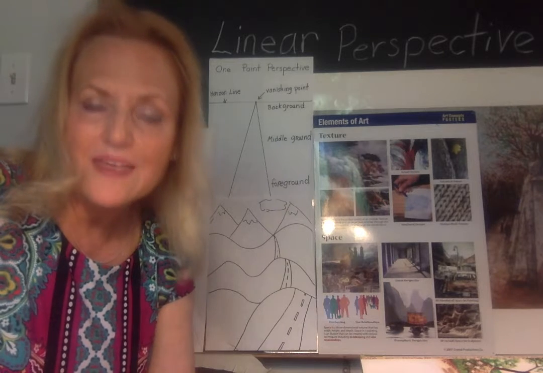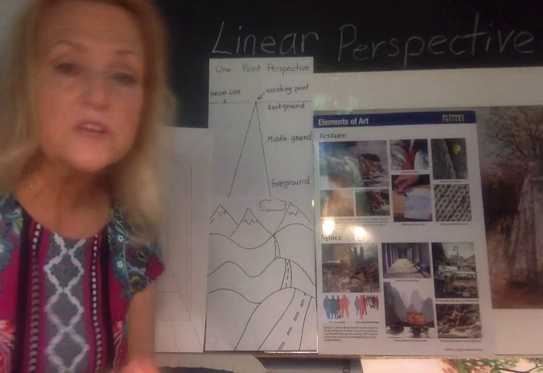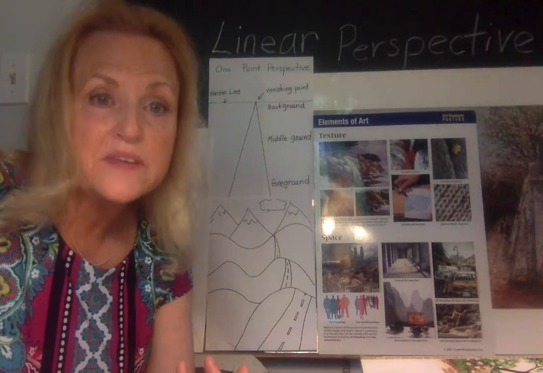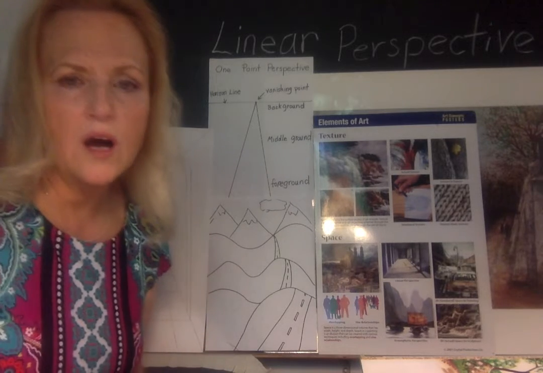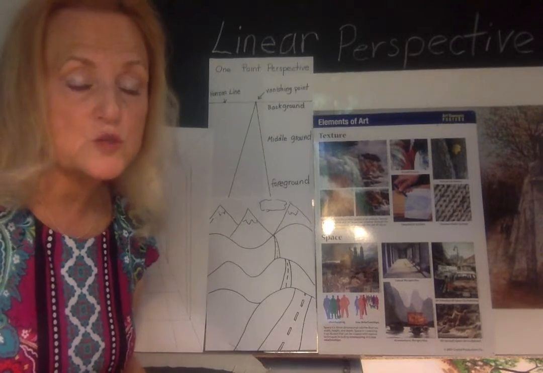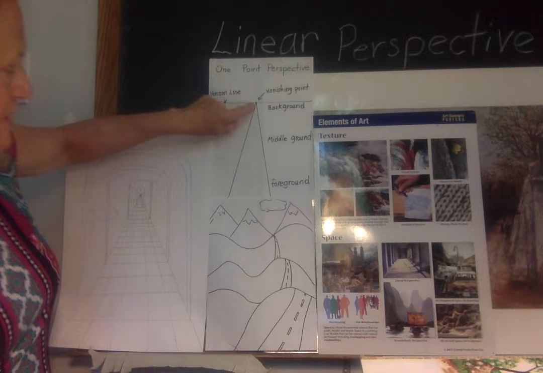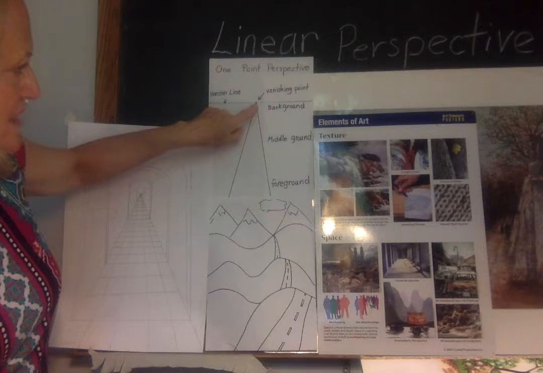But how do you make that appear that way in your artwork? So we use lines. That's the word linear has to do with lines. And perspective is how you see something. So we're going to use a few things to create that linear perspective. We are going to use a point. It's called 1-point perspective, and we're going to use lines to create that.